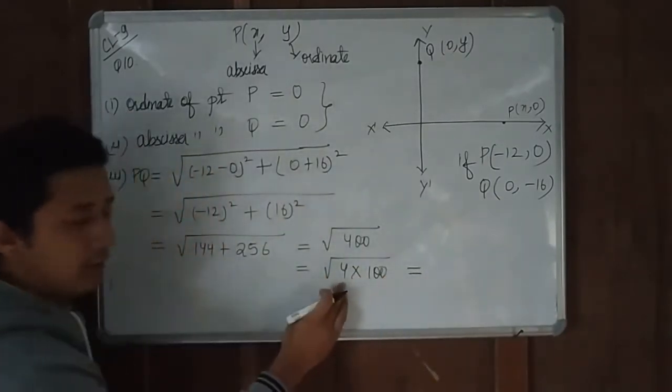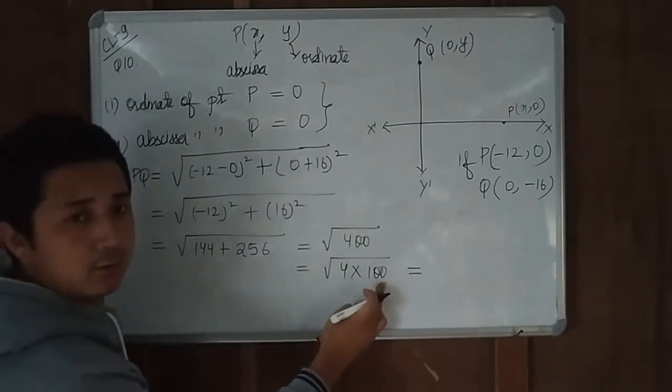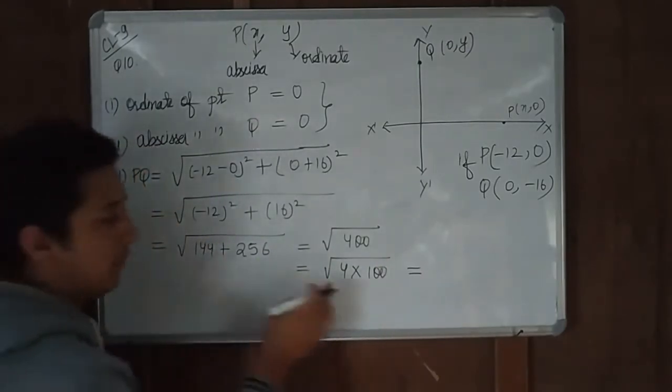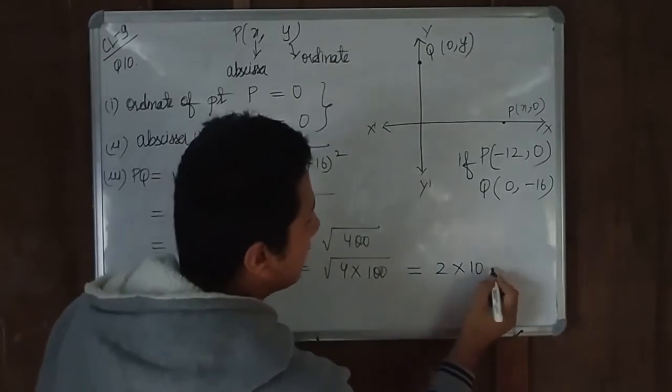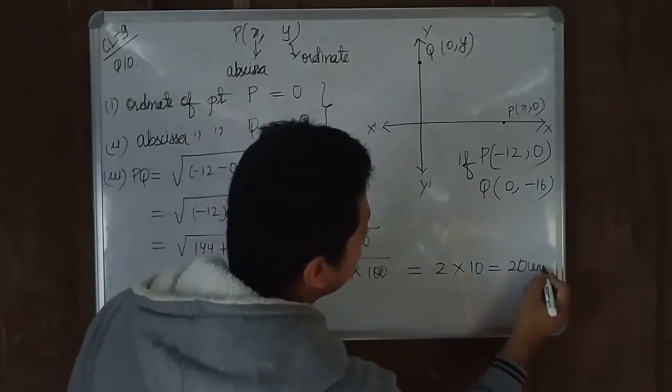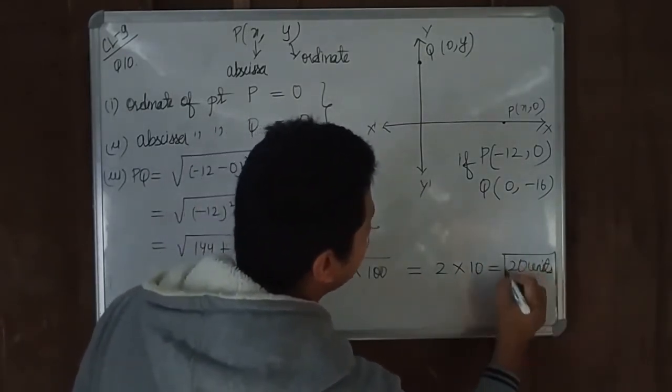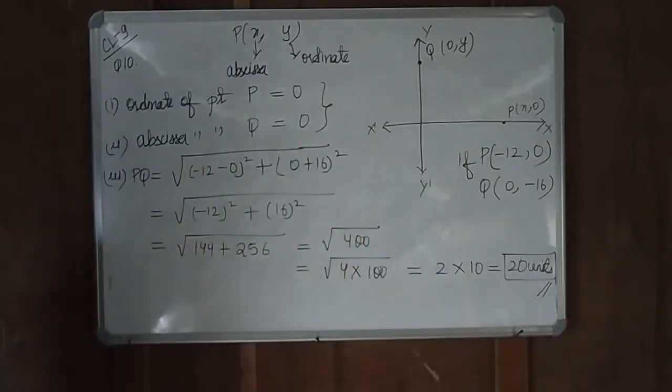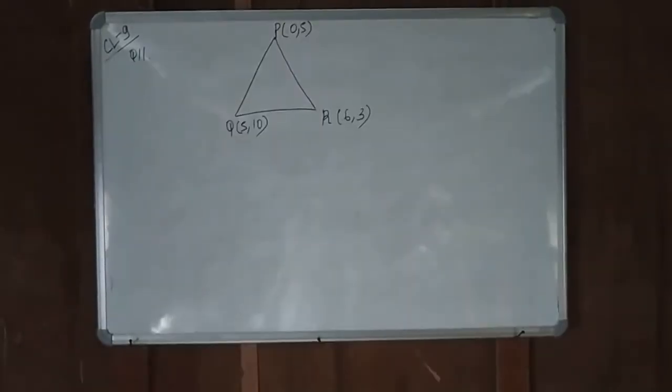Now 4 is also a perfect square, 100 is also a perfect square. So when it comes outside of the square root, it will be 2 into 10. So therefore this is 20 units, which is my answer. Okay, so please pause the video and note it down.